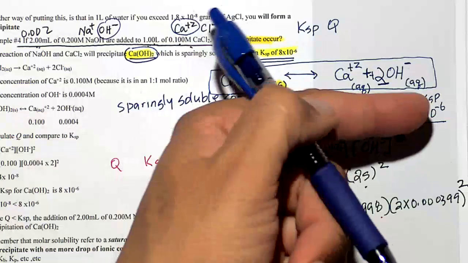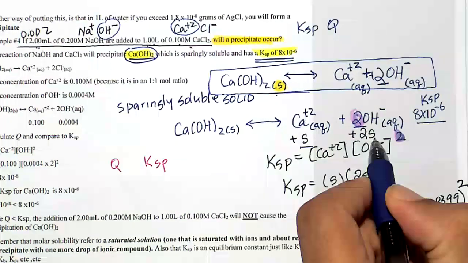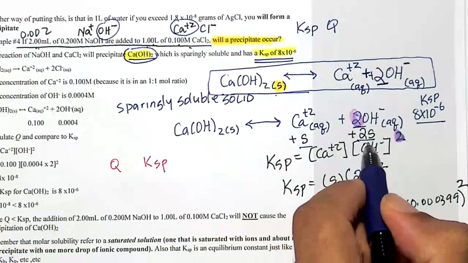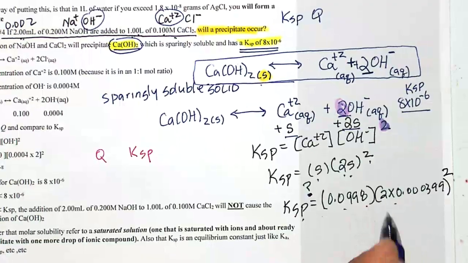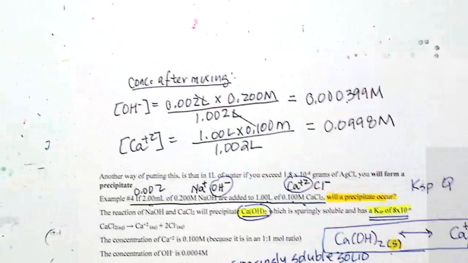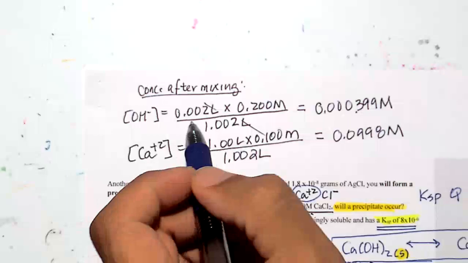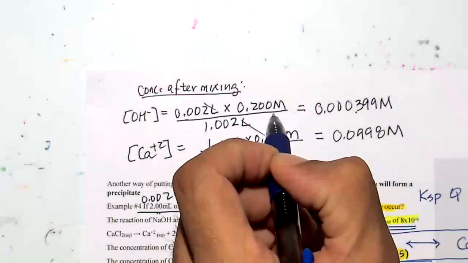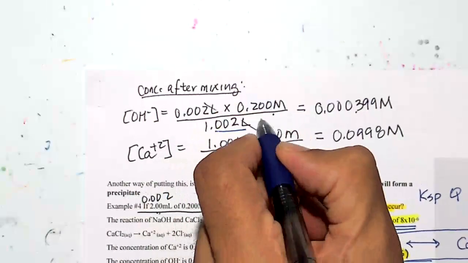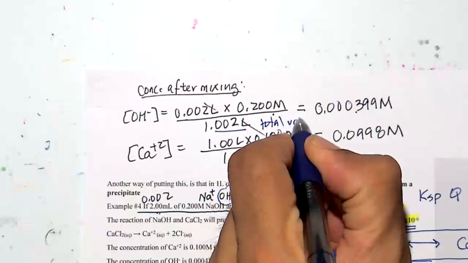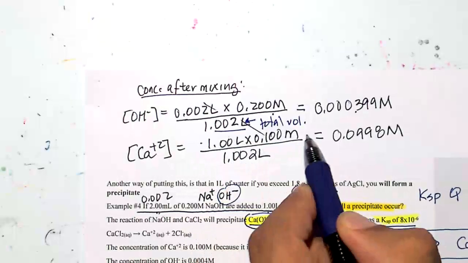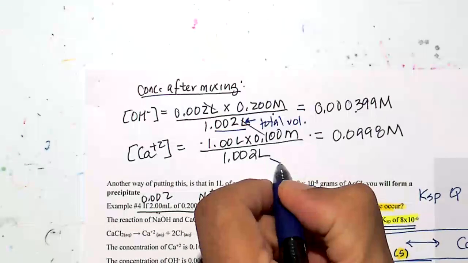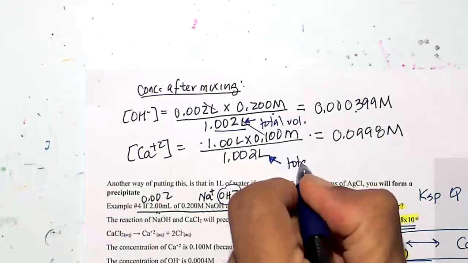So some of that solid calcium hydroxide will go this way, so that will be plus S. This will be plus 2S. We're going to put S here. We're going to put 2S squared there. And then we're going to plug in our concentrations of calcium ion and hydroxide ion. Where did we get those? We got those from the concentrations after mixing. So this is how much hydroxide ion, and this is the total volume after mixing. Same thing with the calcium ion. This is the concentration and the volume, and this is the total volume after mixing.